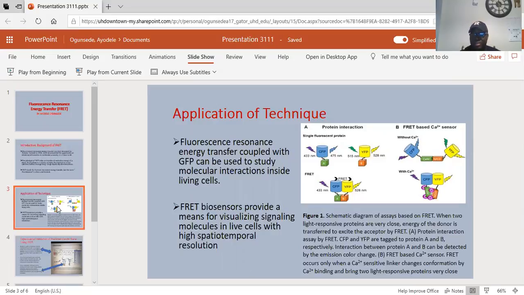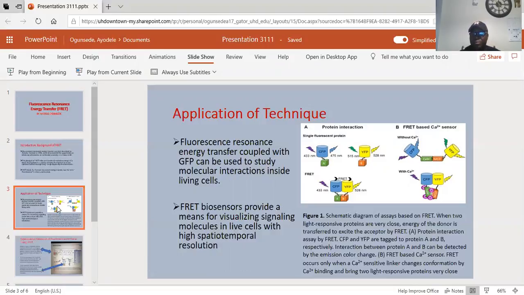Here I have a schematic diagram of assays based on FRET. When two light-responsive proteins are very close, energy of the donor is transferred to excite the acceptor by FRET. In diagram A, protein assays were set up using GFP and YFP that are tagged to proteins A and B. Interactions between A and B can be detected by the emission color change.